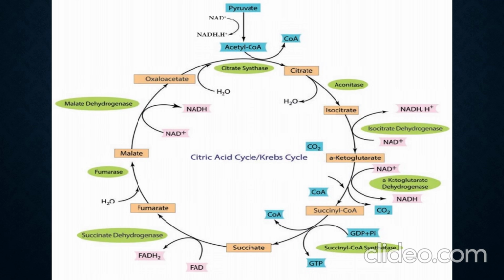And the seventh step is formation of malate. The formation of malate from fumarate is catalyzed by fumarase. The reaction involves the addition of a water molecule. Only L-malate is formed. And the last step is regeneration of oxaloacetate. Finally, malate is oxidized to oxaloacetate by malate dehydrogenase. The coenzyme is NAD+. The NADH is generated in this step, which enters the electron transport chain where ATPs are produced. The oxaloacetate can further condense with another acetyl-CoA molecule and the cycle continues.